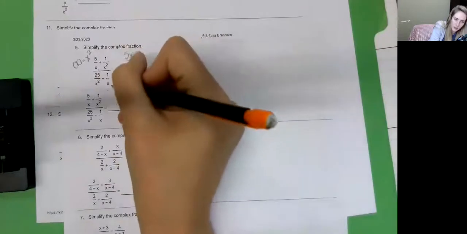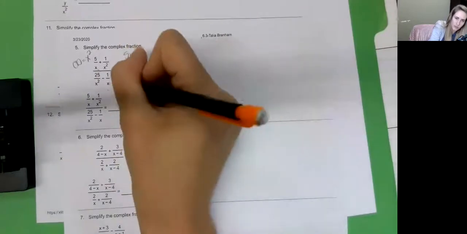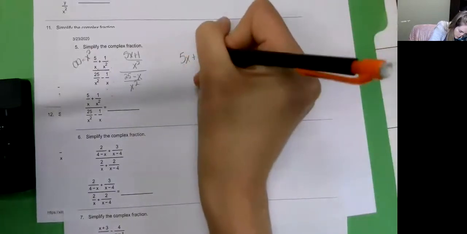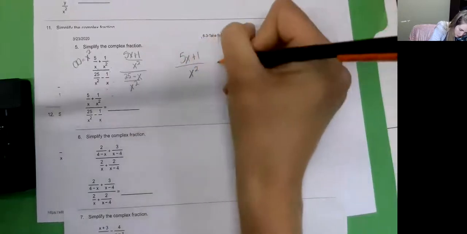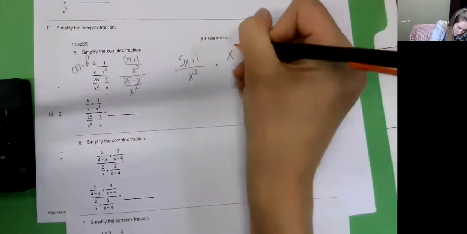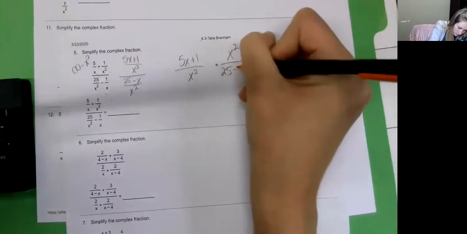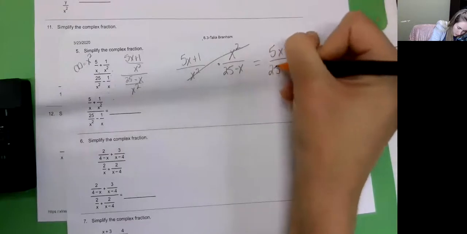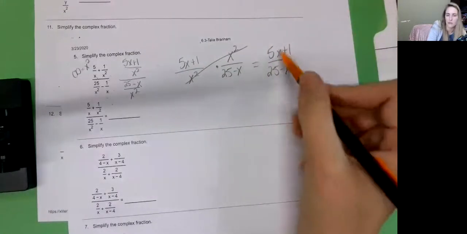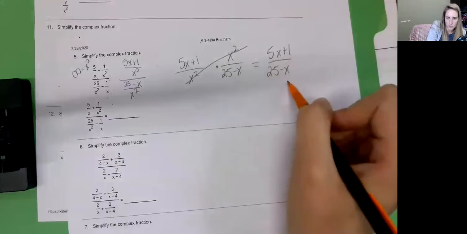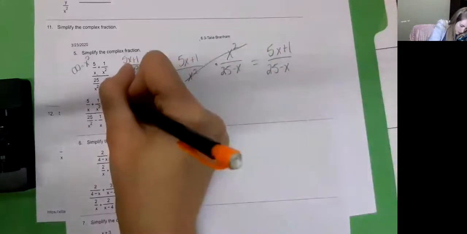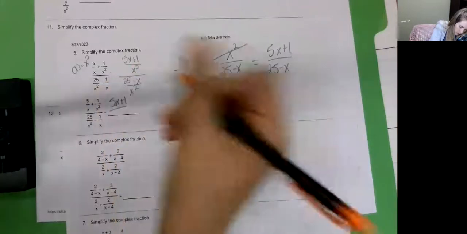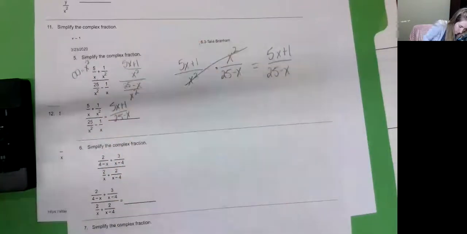Because I'd have to multiply it by x to make this x squared, so I have to multiply the top by the same thing I had to multiply the bottom by. Now then I'd do 5x plus 1 over x squared times x squared over 25 subtract x. These are going to cancel, so I'd be left with 5x plus 1 over 25 subtract x. And I can't factor out a 5 because there's not a 5 with these terms. So this would be our final answer: 5x plus 1 over 25 subtract x.